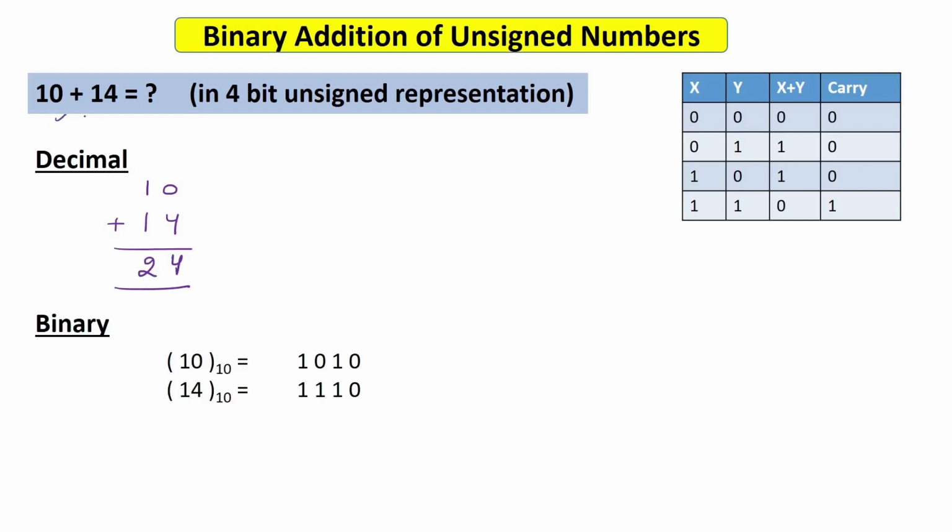Now if I represent this 10 and 14 in the binary number system, 10 is this, and 14 is this. Now if we have to find the binary addition of these two unsigned numbers, what will be the answer? The main thing is I should get 24. This is the correct answer that I should be getting.